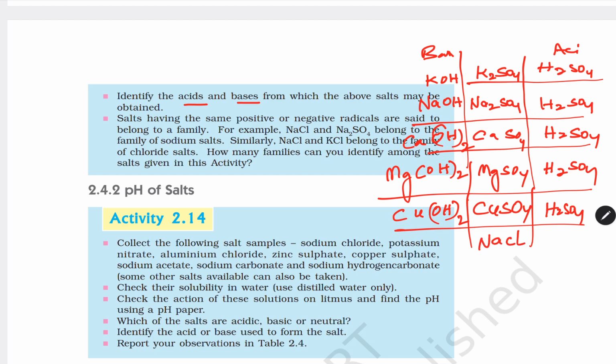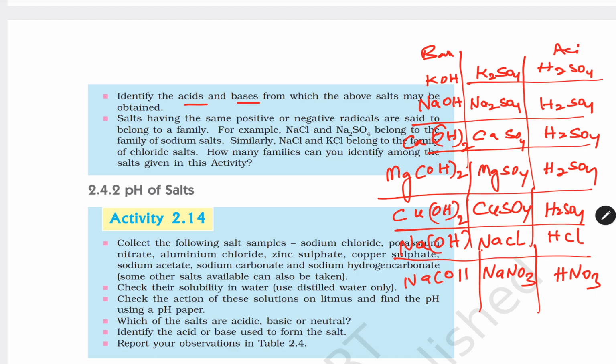Next one, sodium chloride, NaCl salt. For this one what is the derived acid? HCl, hydrochloric acid, and NaOH, sodium hydroxide, is the base. Next, sodium nitrate is the salt, NaNO3. For this one the derived acid is HNO3, that is nitric acid, and the derived base is sodium hydroxide, again NaOH.